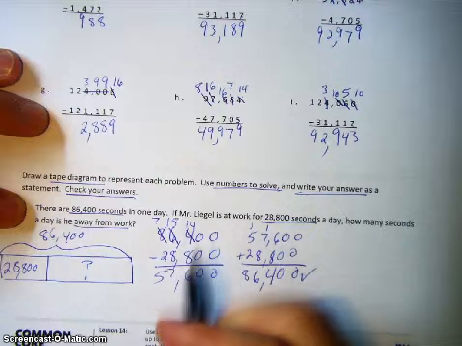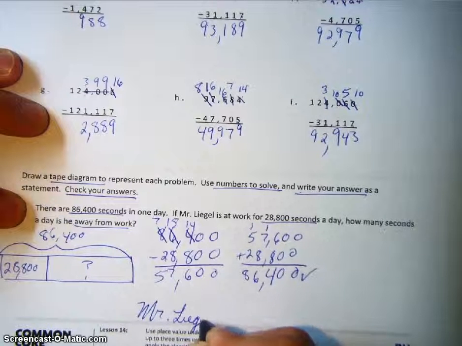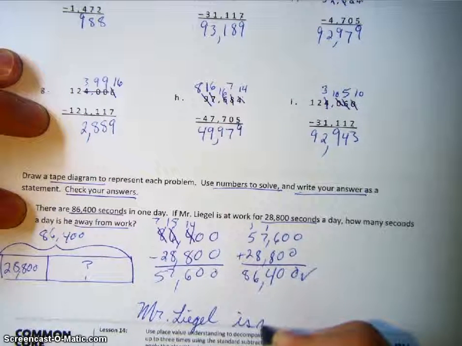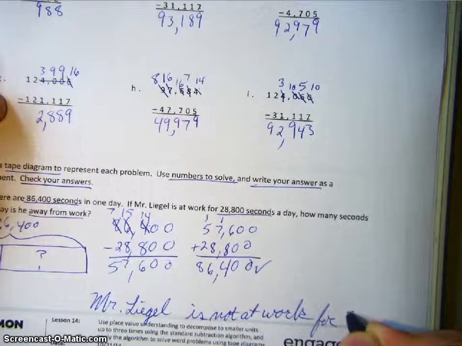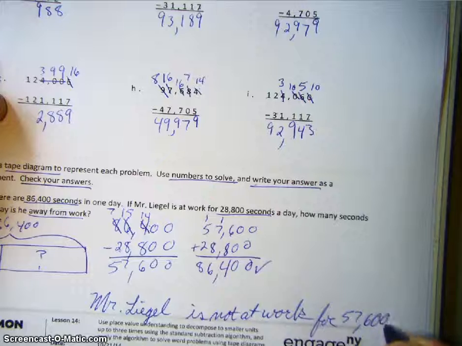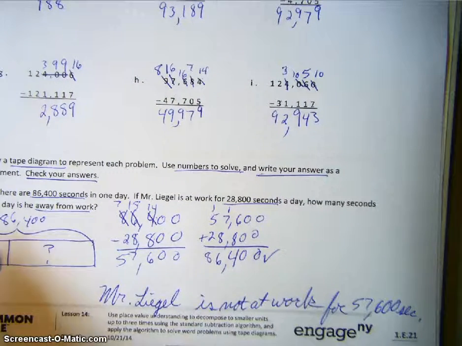So now we have our answer statement. Okay, so Mr. Legal is not at work for 57,600 seconds. Okay. All right, so moving on now to number 3.